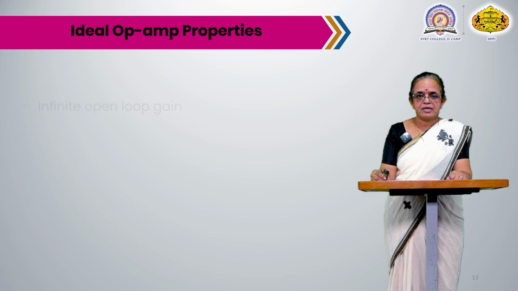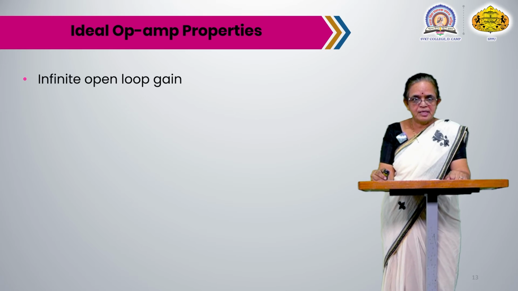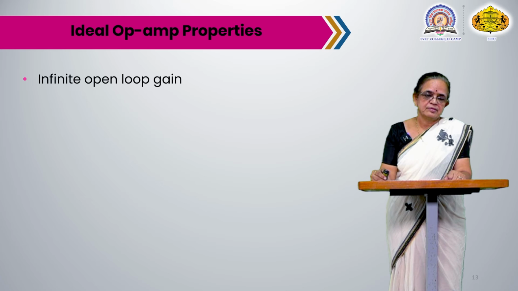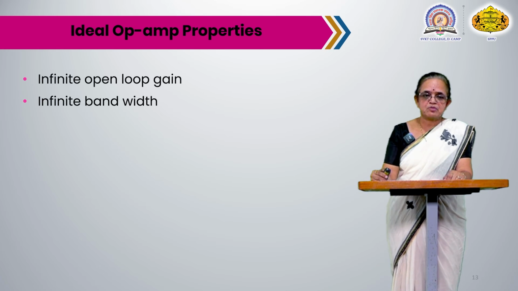Now, properties of the ideal operational amplifier. First is infinite open loop gain. Ideally, the open loop gain of this amplifier is infinity, a very high value, and therefore for a very small input voltage, the output voltage will be high. Then infinite bandwidth. If we plot the graph of gain versus logarithm of frequency, we get a frequency response curve, and for an ideal operational amplifier the frequency response curve will be flat.